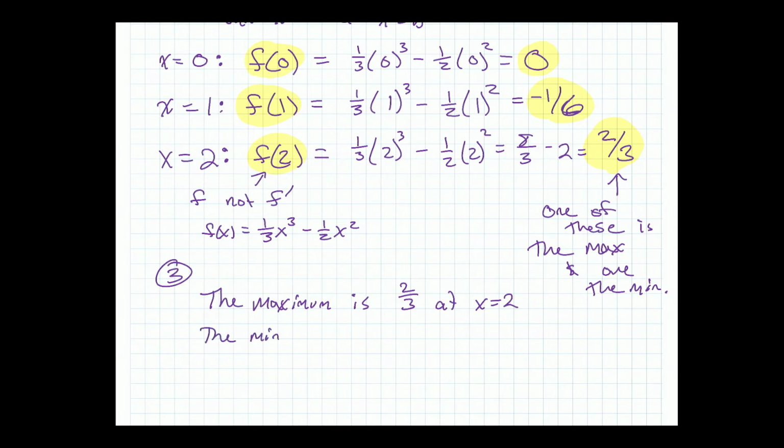The minimum is, what's the smallest value on the list? Or sorry, lowest value. The lowest value on the list is negative 1/6, right? It's the only negative one. So the minimum is negative 1/6 at x equals 1. And that's my answer.